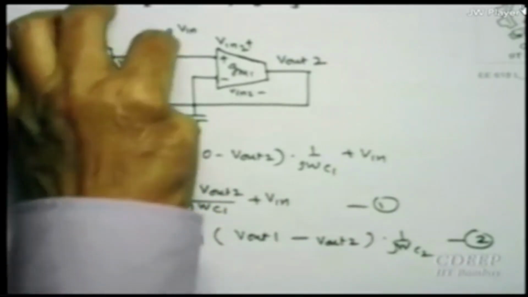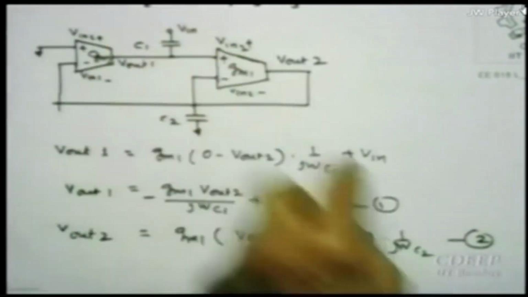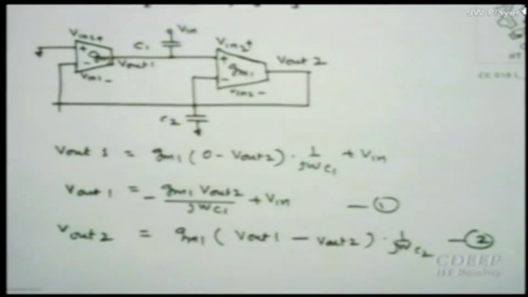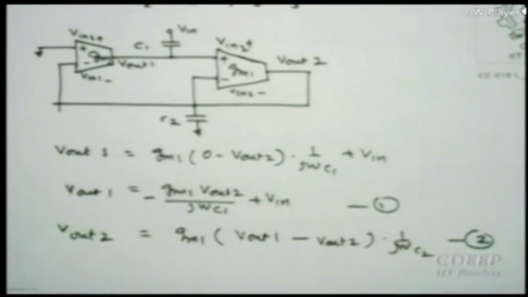Whatever is I out times this plus, because that is above, that will be an additional term which is appearing there. If this would have been grounded, this term would have been 0. This is a series, two batteries in series. So I collected the V out 1 term as minus Gm1 V out 2 by j omega C1 plus Vn, and V out 2 is Gm1 times V out 1 minus V out 2 upon j omega C2. Substitute this V out 1 here and solve for V out 2 by Vn.